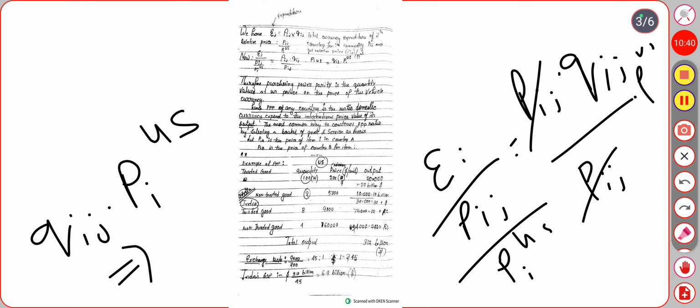And for the non-traded good, the quantity is 2 and the price is 500. So that is 10,000, and 10 billion. And all total, the value is $30 billion. In India, the traded good quantity is 8 and we need to pay 9,000, all total 72,000.